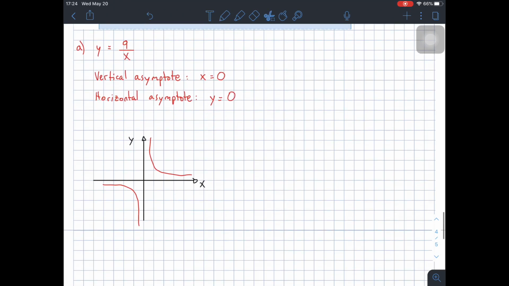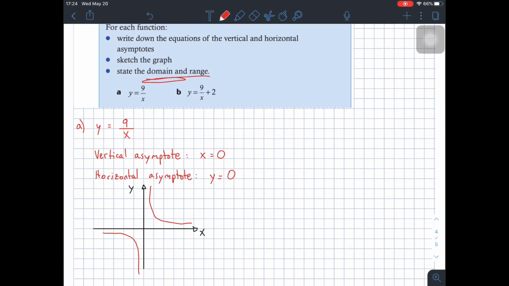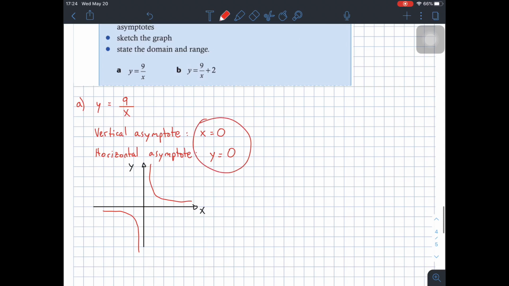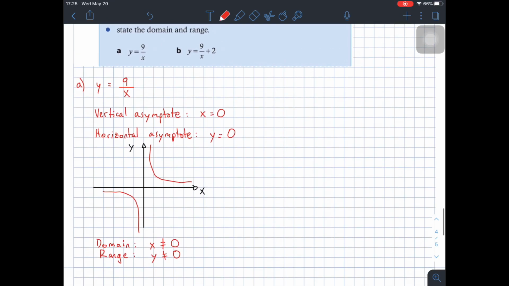Okay, so then we have the sketch of the graph, and finally we're asked to write the domain and range. Since we have these two asymptotes, the domain would be all real numbers except this value, and the range would be all real numbers except this value. So basically the domain is x different from 0, and the range is y different from 0. Okay, so that's it for the first exercise.